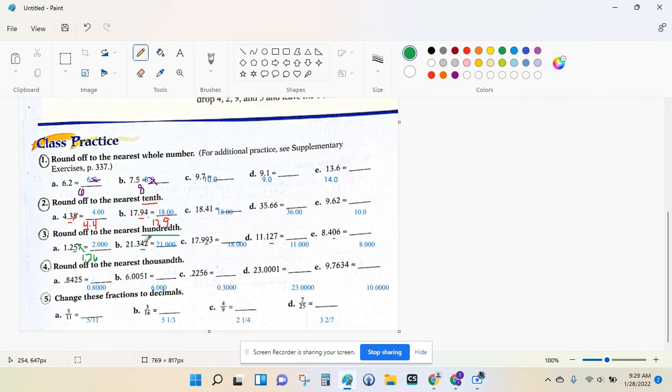So here, 2's not enough to make this go up, so this one would just stay 21.34. Now, on this one here, when you rounded this would have become a 0, right? Because this would have become, no, it wouldn't have, because the 3's not enough to make that go up. So this would have just stayed 9. So this would have been like 17.99. So it wouldn't have been 18 like what you had over here. Okay.